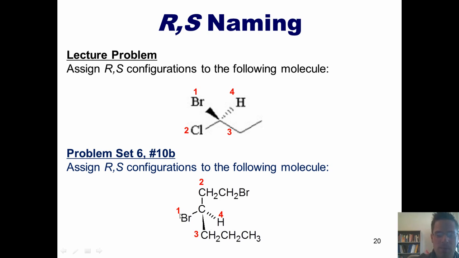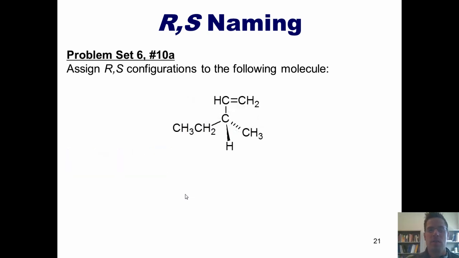What do I do now? Well, now I trace a circle going from 1 to 2 to 3, which I'm doing with my pointer right now. And I ask myself, is this circle going clockwise or counterclockwise? You'll note going from 1 to 2 to 3, I'm going clockwise. Clockwise, with a car wheel, would turn my car right. Hence, this is an R stereocenter.